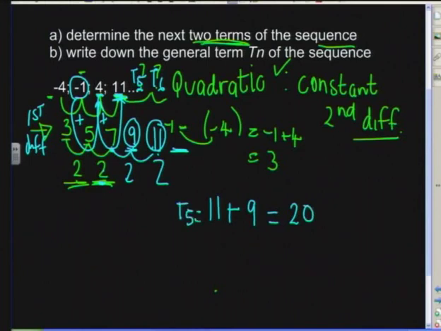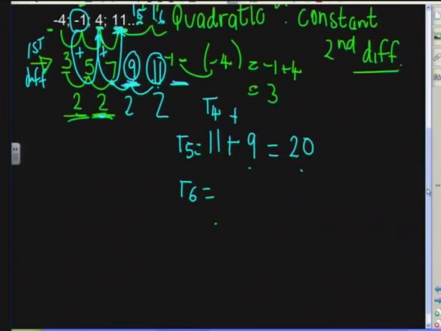Okay, so to get term 5, you simply say term 4 plus your term in your first difference. So we said term 4 plus the fourth term in my first difference, and that was 9, and I get 20. Okay, so term 6 is going to be similar. All right, we know that this term, term 5, is now 20. I want to find out what the next one is going to be. So remember, I said 11 plus 9 gives me 20. The next term, term 6, is going to be 20 plus 11. And that's going to give us 31.